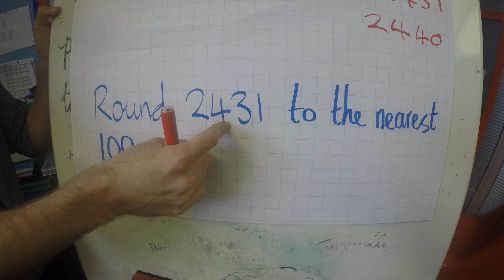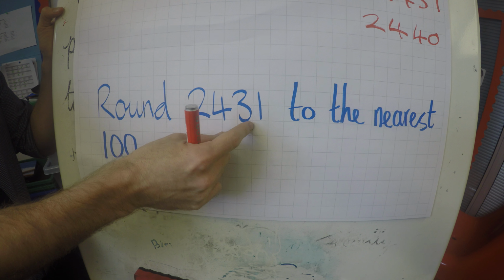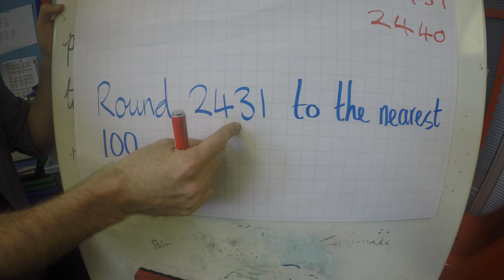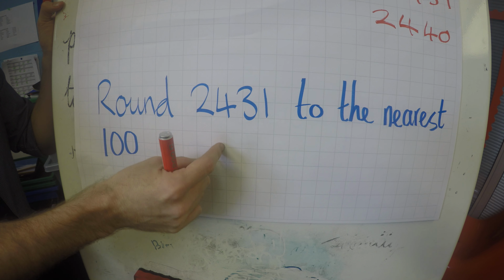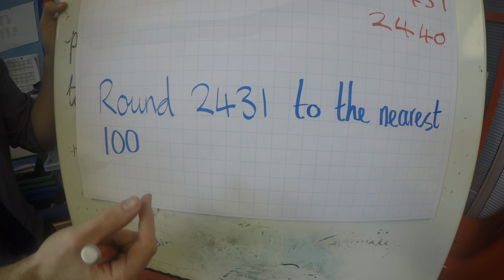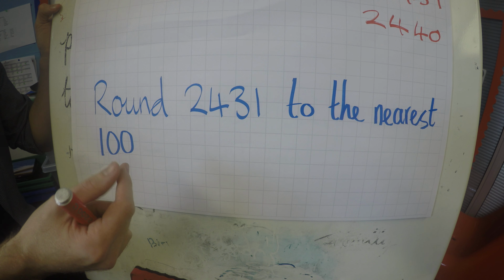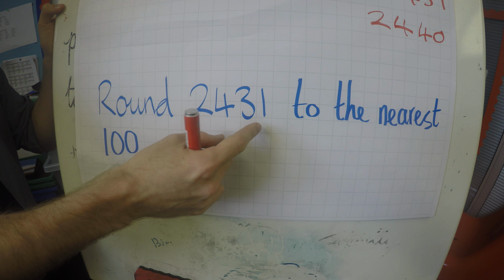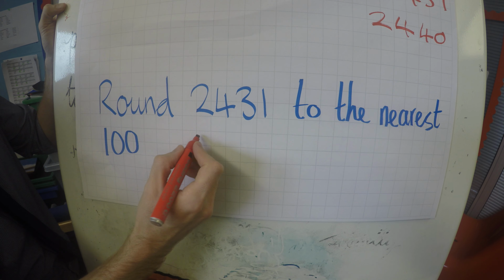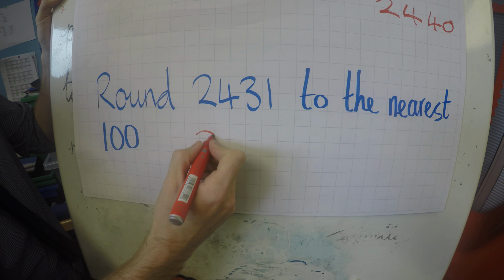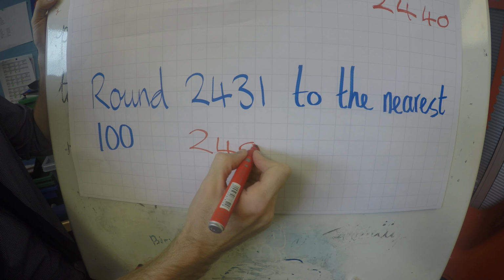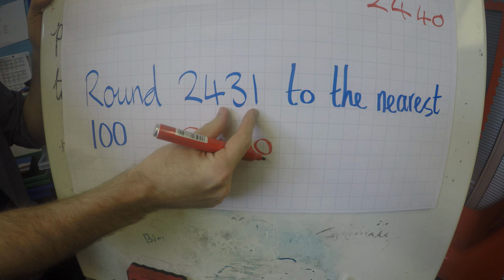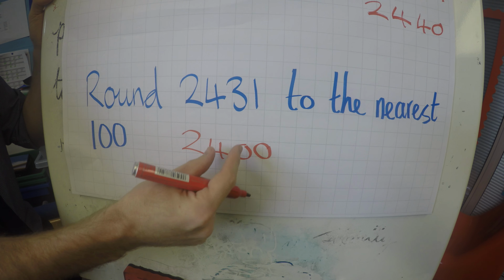So the next 100 up is 500. The next 100 lower than 431 is 400. And I know that 431 is closer to 400 than it is to 500. Anything above 450 would be closer to 500. This is only 431, so it's closer to 400. So I can round this number and it would look like 2400 to the nearest 100, because 431 is closer to 400 than 500.